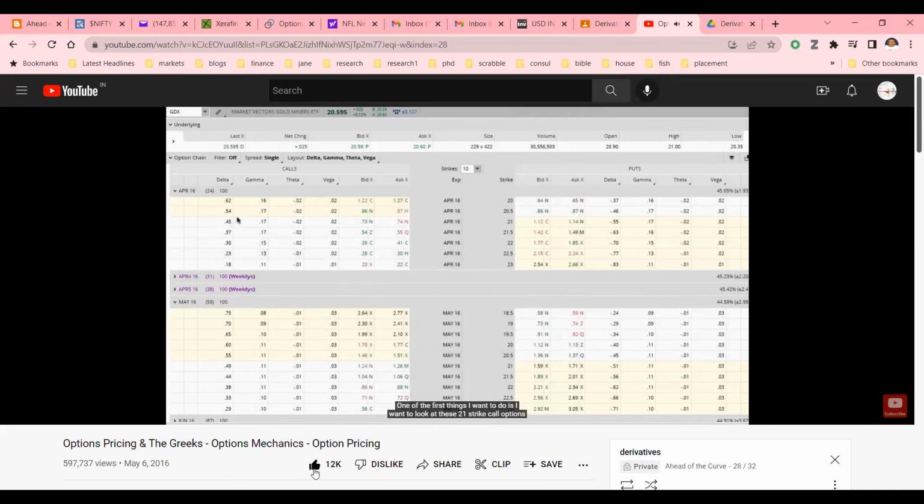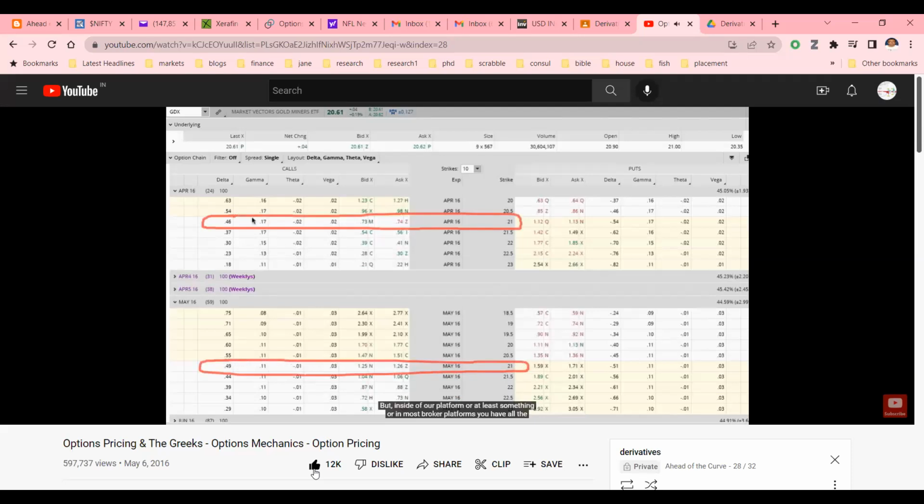Now, the first thing I want to do is look at these 21 strike call options for both April and May expiration. Again, I'll just highlight it here so you can see it a little bit more clearly and focus in on it. Inside of our platform, at least on Thinkorswim and most broker platforms, you have all the different Greeks here: delta, gamma, theta, vega. You can change these things. And again, we're working on just the call side right now.